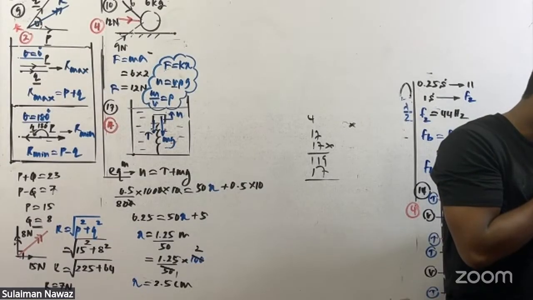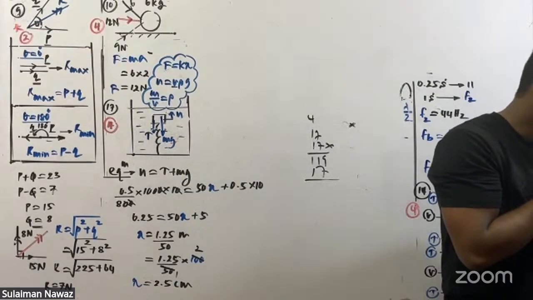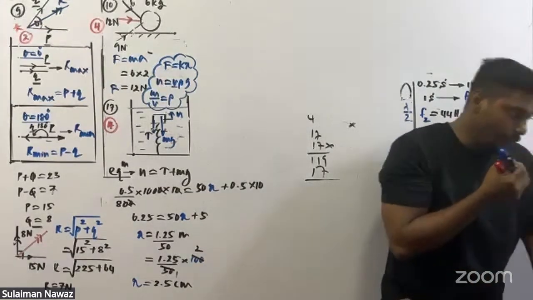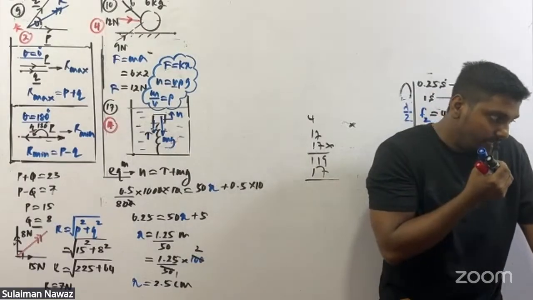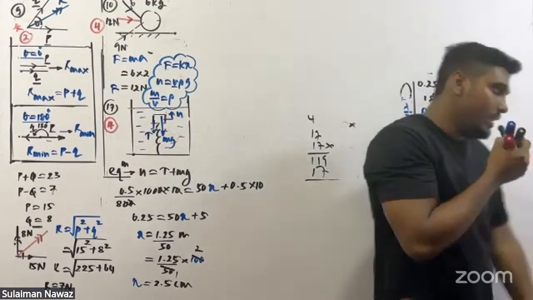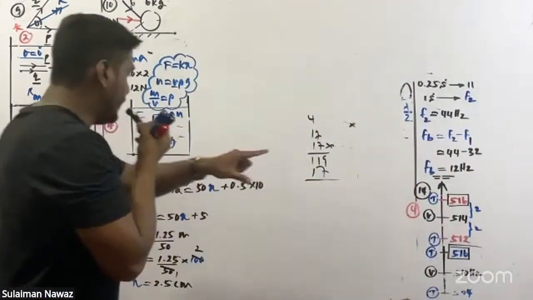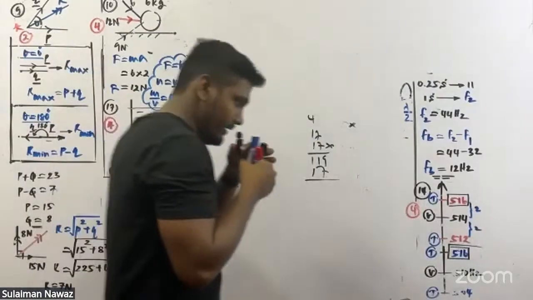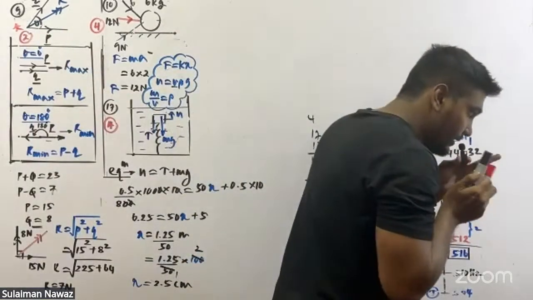Question 19. Two waves of wavelength 2 meters and 2.02 meters are traveling at the same speed and superimposing to produce 2 beats per second. What is the speed of the wave? I have done a similar question in our theory class.